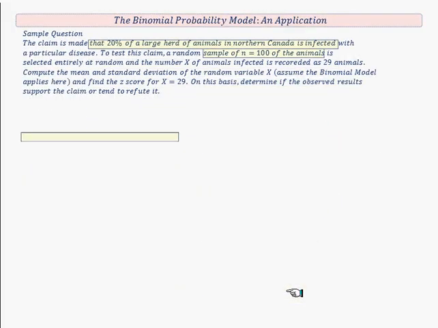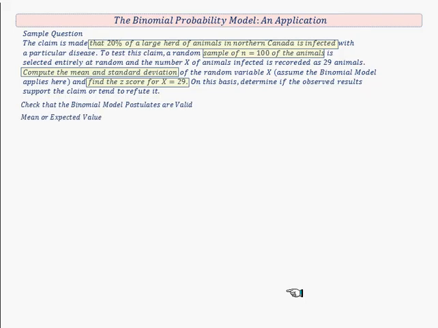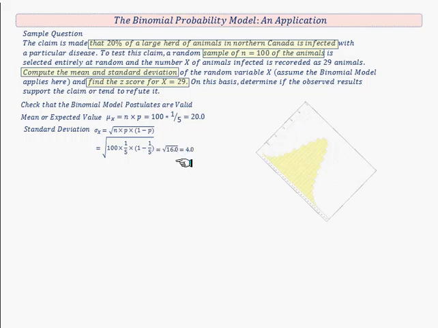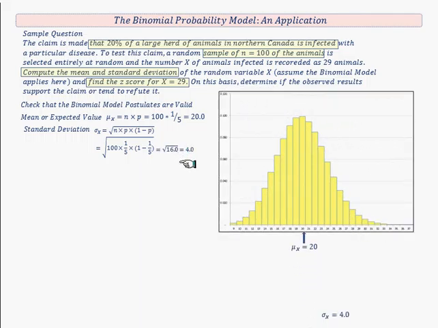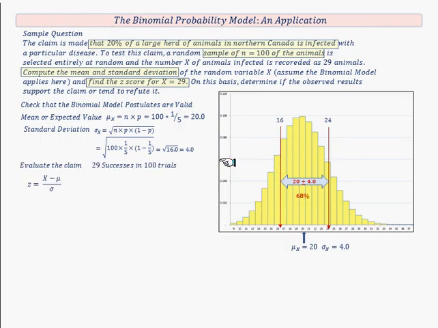Now we're going to look at that as an application. We have here a binomial probability model which we're going to approximate with the normal curve. The mean or expected value is 20, standard deviation is 4, and here's the distribution. Mean of 20, sigma 4. So the 68% region is associated with z equal to plus or minus 1, or 16 to 24. And so if we have 29 successes in 100 trials, we compute the z-score of 2.25, which is greater than 2 standard deviations. So this is a rare and unusual event.